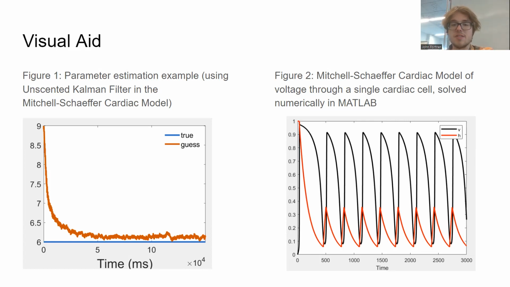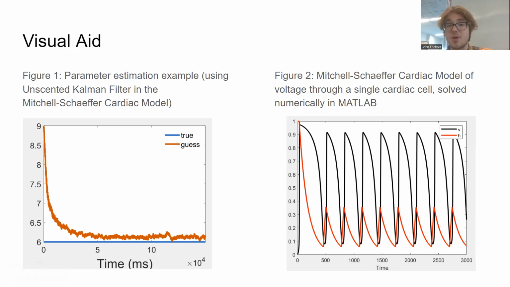One way we can do this is through data assimilation techniques such as the unscented Kalman filter. In figure 1, we demonstrate an example of a parameter value whose true value is shown in blue, being estimated by the UKF. Here the orange line represents the guess parameter, and you'll see over time, over the numerical time steps, our guess value gets closer and closer to the truth, which is a good example of parameter estimation.